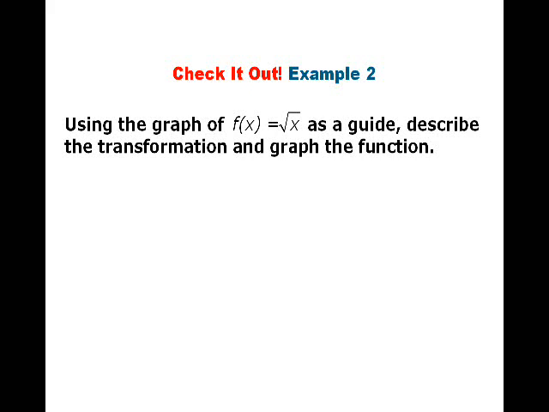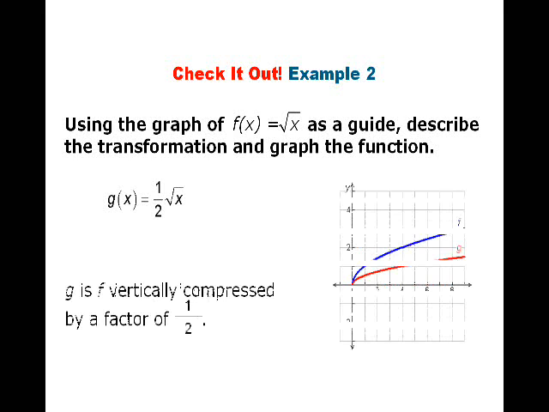Let's look at another one. So here we have g of x equals 1/2 times the square root of x. Again, that's not with the x values, so we're multiplying the y values by 1/2. So this is going to be a vertical compression by a factor of 1/2. So it doesn't move left or right, just the y values are being multiplied by 1/2.